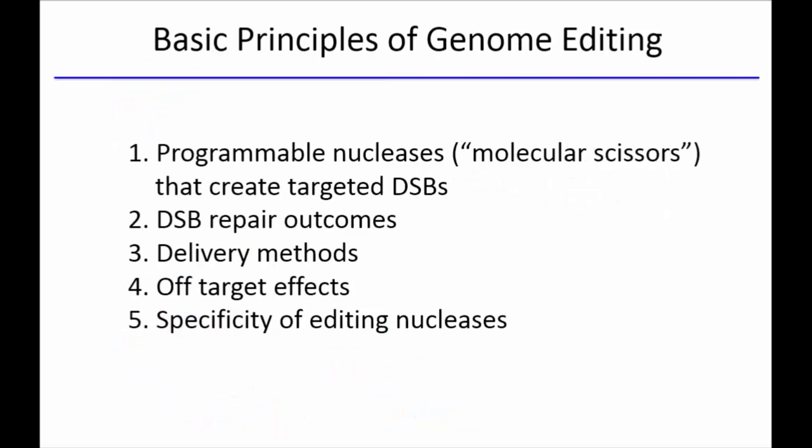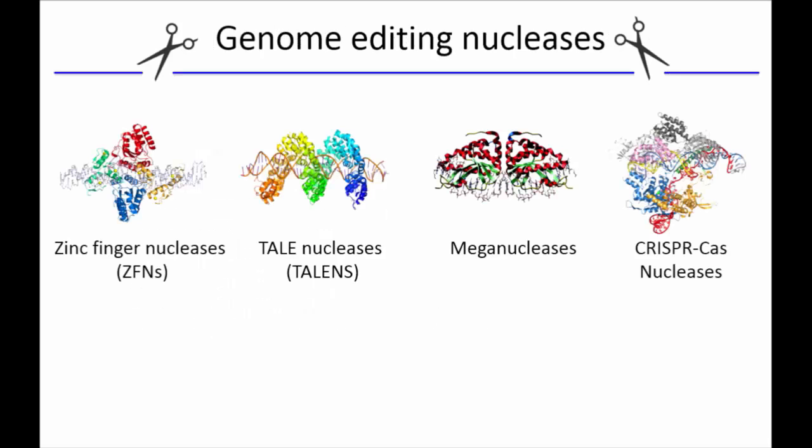So here are the basic principles that I'm going to review with you in the next 20 minutes. I'm going to tell you about the programmable nucleases, or the so-called molecular scissors, that create the double-stranded breaks. And we'll talk about what happens after a double-stranded break occurs. We'll talk about delivery methods, how you get these programmable nucleases into cells, and off-target effects or undesired side effects of the nucleases. And we'll talk about how to reduce off-target effects by increasing the specificity.